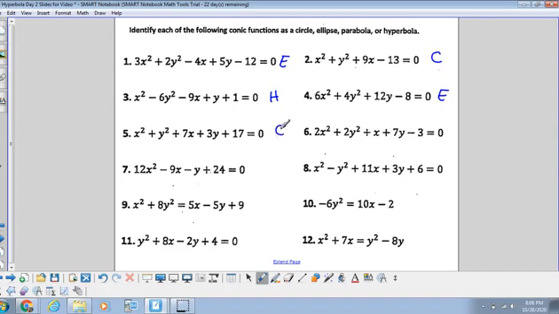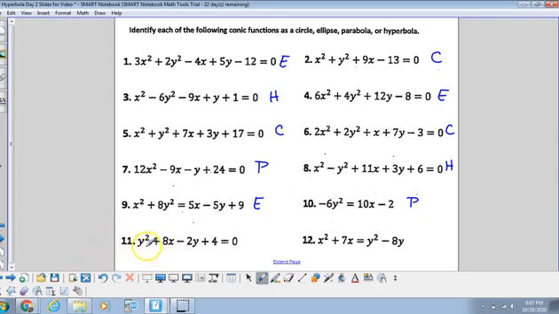Number 5, we do have both squared terms, same sign, same coefficient. That's a circle. Number 6, we have both x squared and y squared, same sign, same coefficient. That's another circle. Number 7, we only have one squared term. We have an x squared, but not a y squared. That's a parabola. Number 8, we have an x squared and a y squared, but they have different signs. The x squared is positive, the y squared is negative. That is a hyperbola. Number 9, we have an x squared and a y squared. Same sign, but different coefficients. That's an ellipse.